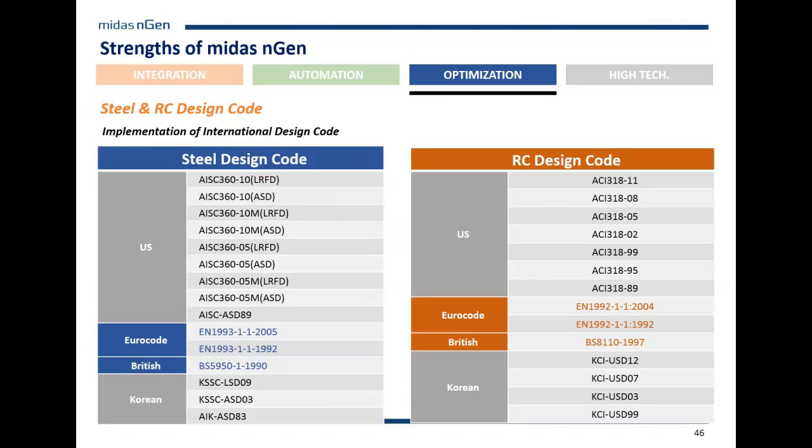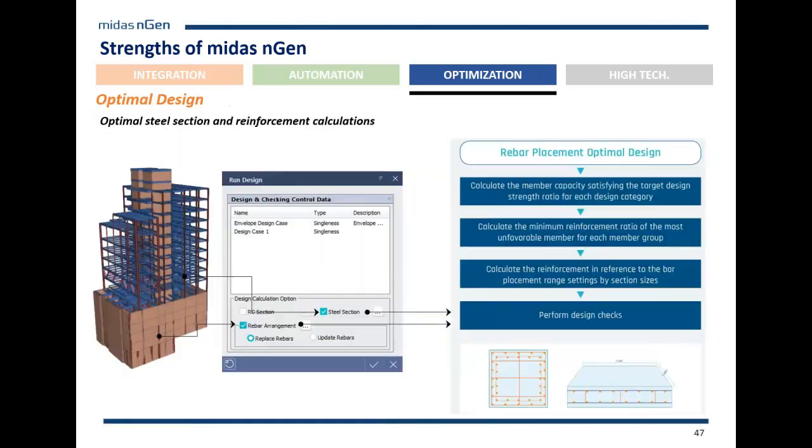Then we can perform steel as well as RC design on our structure. We have Eurocode as well as British Standard. As you can see, it's highlighted in blue and orange. There is optimal RC design as well and steel design as well.